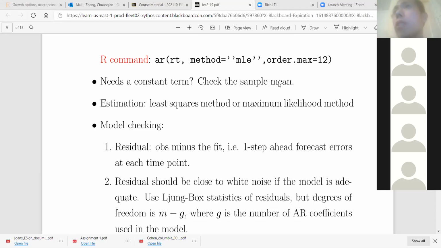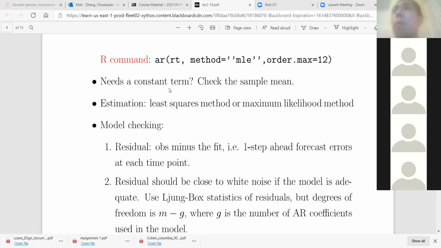So in one situation, we will assume the phi0, the constant, exists. So you want to check the sample mean. That's very easy, right? Just look at the mean of the data. If the mean is positive, you may want to test if it is significant or not using the t-statistics, right? So if there's some positive mean, then you want to include a constant term.